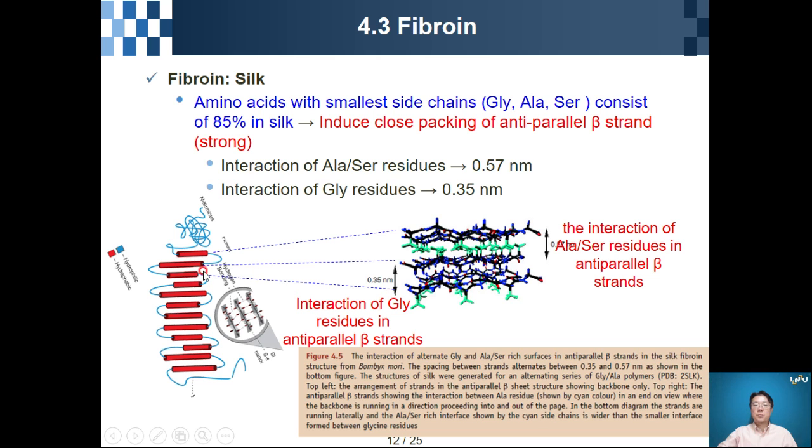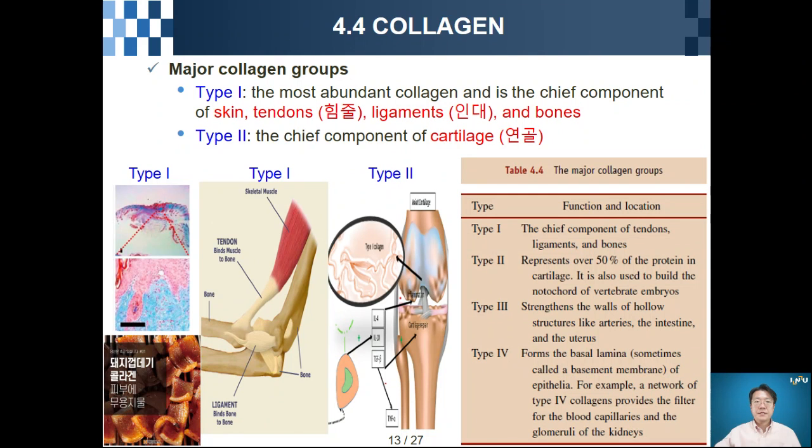But in this region, there is only glycine side chain. Between this antiparallel beta strand and this antiparallel beta strand, there is only glycine residue. So the interaction of glycine residue in this region shows 0.35 nanometer. So it means that we can closely pack antiparallel strands, and this can induce the very strong characteristics of silk. Even though they are flexible, they have very strong characteristics.